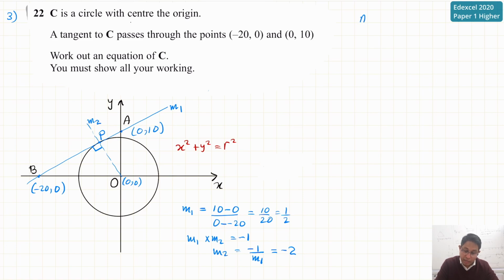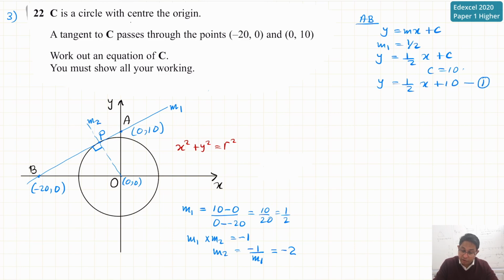Therefore, you can find equation of line AB. Take it as y equal mx plus c. You found M1 as half. So you can write this equation as y equal half x plus c. You need to find c. Actually, we know c here because it's going through 0, 10. Therefore, c equal to 10. We can write the equation now, y equal half x plus 10. I take this equation as equation 1.